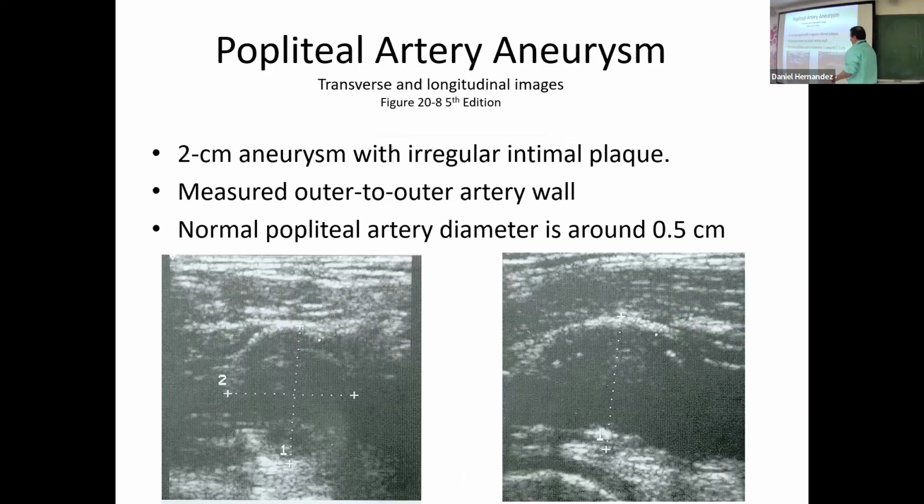So when we're measuring aneurysms, we're going to always measure it in two planes, in transverse as well as in sagittal. Essentially, your sagittal measurement is still an AP, so it should be pretty similar to what you're getting in that transverse view.